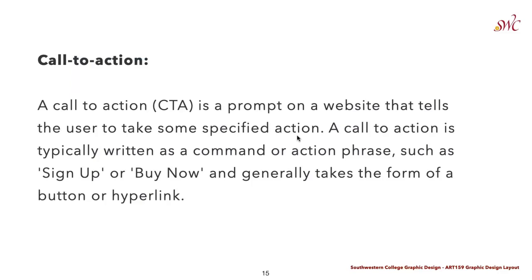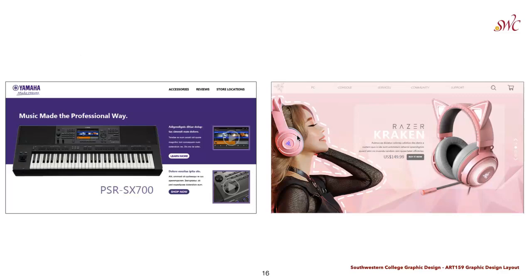Next, we want to look at the call to action, or CTA. And this is, again, a prompt on a website, in this case, that tells the user to take some sort of specified action. So a call to action is typically written as a command or an action phrase, such as sign up or buy now, and it generally takes the form of some sort of button or a hyperlink within the web page. In the previous examples that we looked at, we could see these call to action buttons, and again, these are highlighted within the space, drawing the viewer's eyes to that, helping you to click into that and create that sort of purchase or sign up or learning more, whatever it may be.